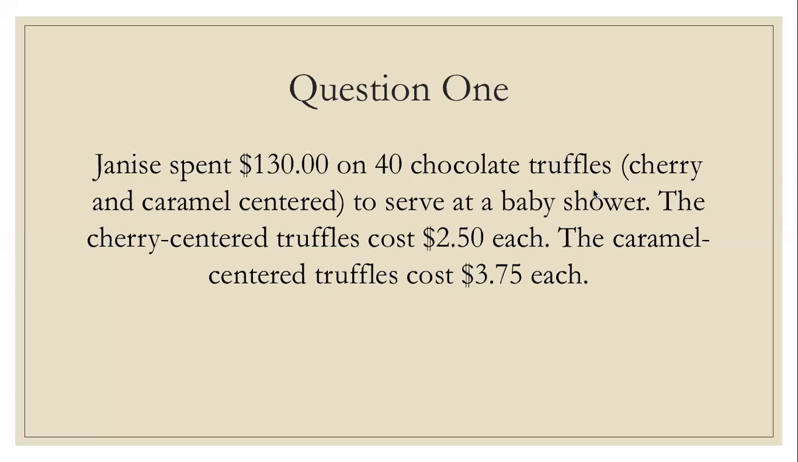Okay. So Jamie spent $130 on 40 chocolate truffles. Man, I was just doing this yesterday. I could have got everything. Yes, there's gonna be 2 equations for all of these. The cherry center costs $2.50 each and the other $3.75. Wait, Miss, will this be 2 linear equations or just 1? There's 2 equations. Okay, so all you gotta do is 130 equals 2.50x plus 3.75y.